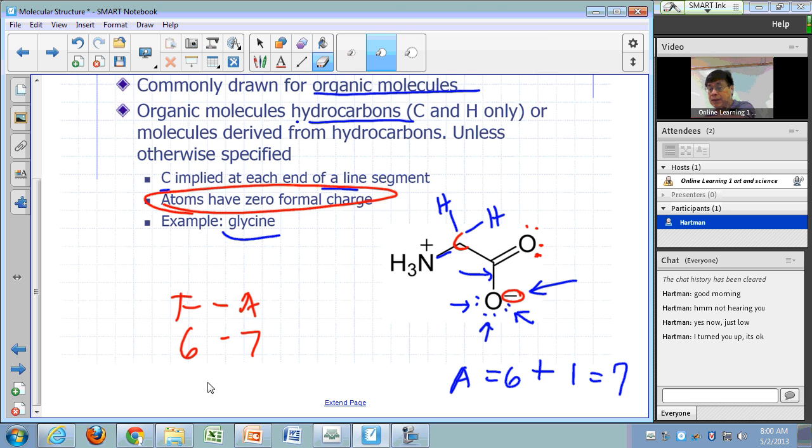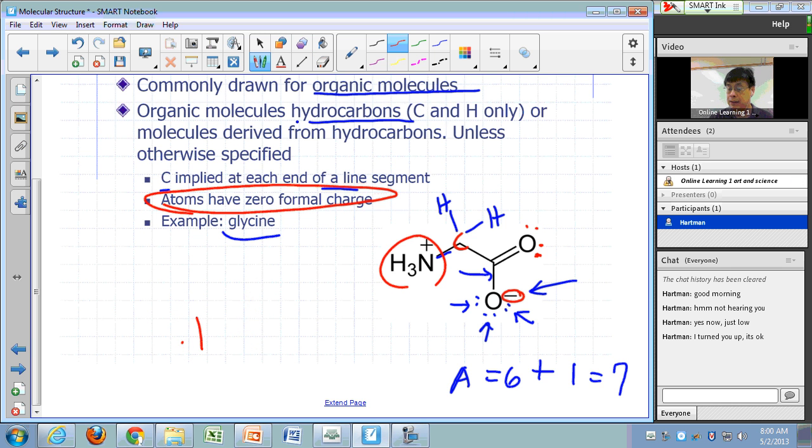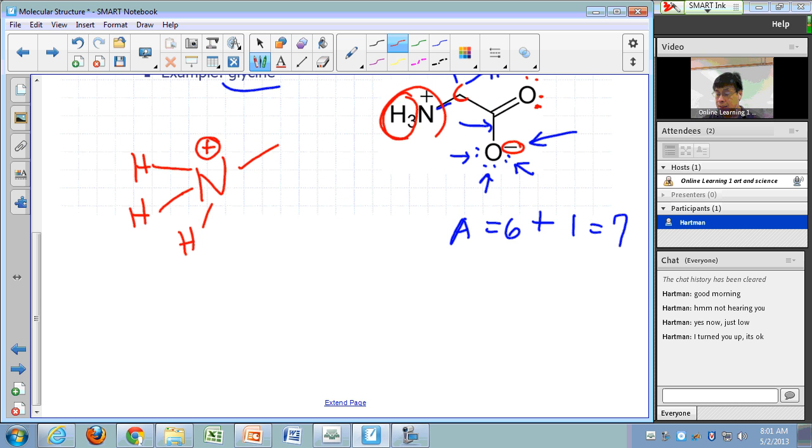And finally, this nitrogen over here, you can see it's got a bonding pair with a carbon, and then you've got 3 hydrogens attached to it. That means it's got 3 single bonds with hydrogen, because we know that hydrogens cannot form more than 1 bond. So each hydrogen must be bonded to that nitrogen. And then the plus there indicates that it has a formal charge of +1.